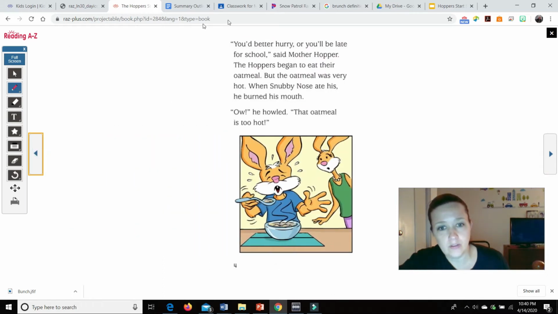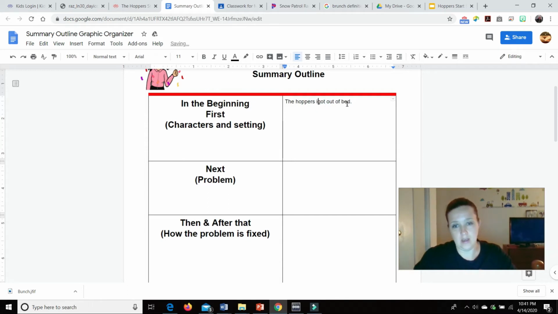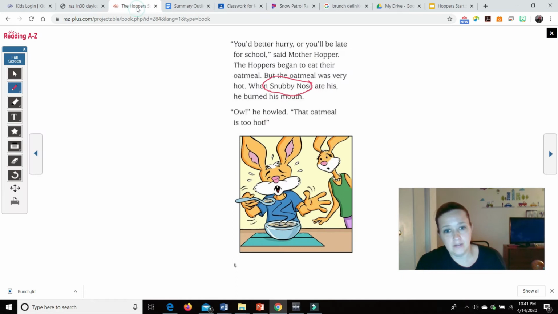Okay, so it looks to me like Snubby Nose is who this is going to be about. So, in the beginning, the Hoppers say, "In the beginning, the Hoppers and Snubby Nose got out of bed." Where is it set? It doesn't exactly say, does it? So we can just assume that it's set in their house. We don't need to write that down.